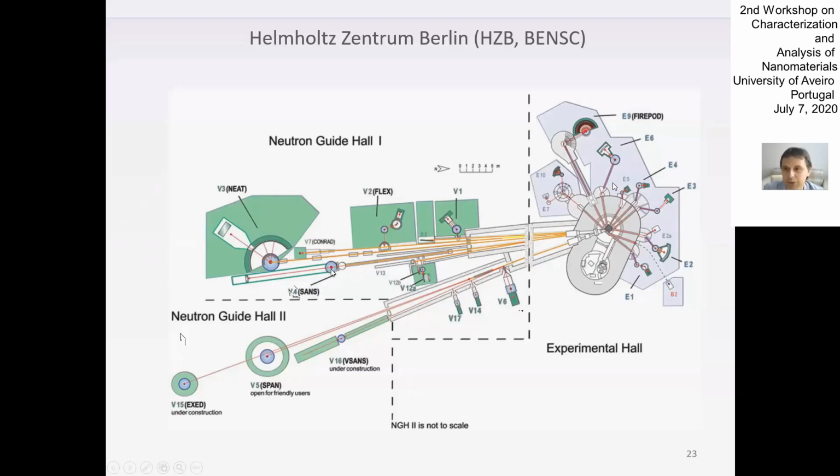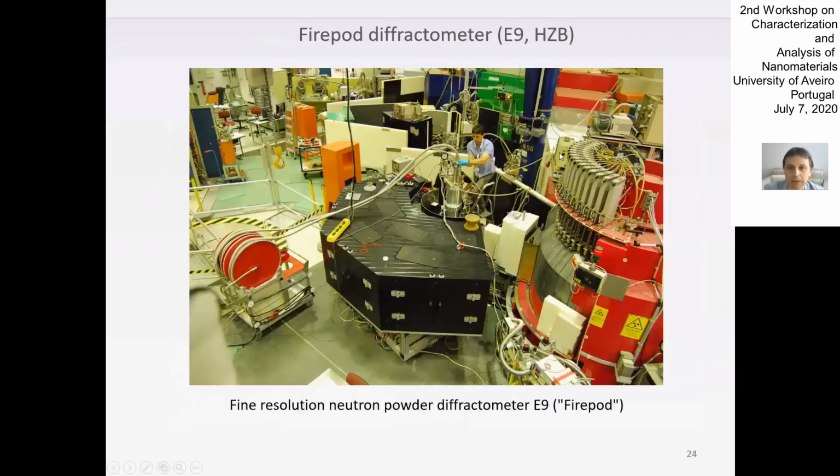So the instrument, E9, FIREPOD, is the abbreviation, the most interesting instrument for me. So I will say a few words about this instrument. FIREPOD is an abbreviation from fine resolution powder diffractometer. Basically the principle is understandable. We have a reactor which produces neutrons. They go via the guideline and they collide with the sample. The sample is mounted somewhere here.